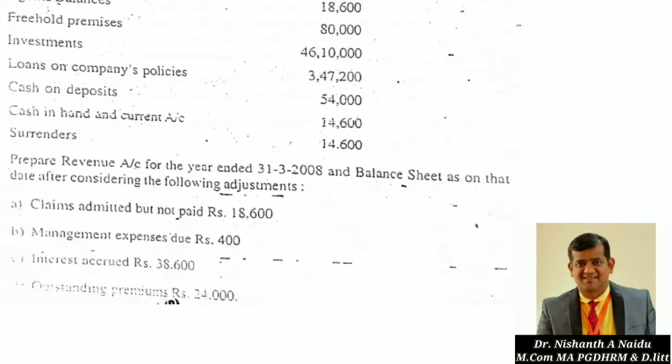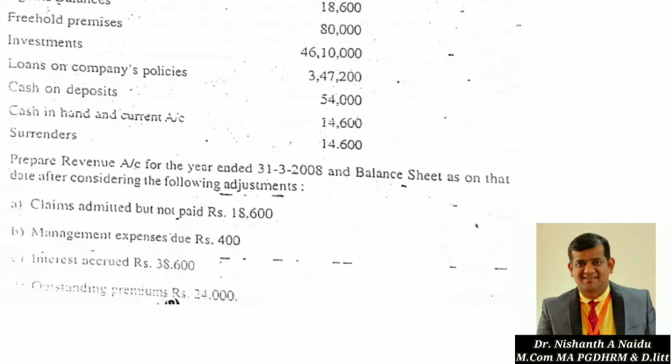Then interest accrued rupees 38,600. Interest and dividend we always take in other incomes. Correct. So interest accrued means you have earned an interest. So that also comes under other income, schedule number 1, and you should reflect the same in schedule number 12, in other assets.